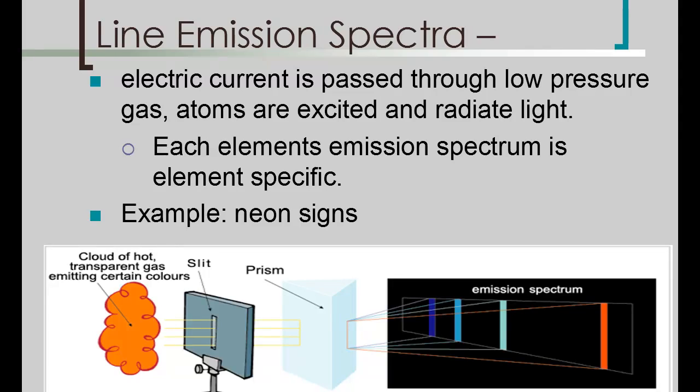Now, line emission, what's going on here? Generally, we have a gas that we've contained at low pressure. We're adding an electric current, and then we're seeing the excitation of those atoms. Okay, they absorb those specific wavelengths of energy, and then they move to an excited state from that ground state. They fall back to that ground state. Okay.